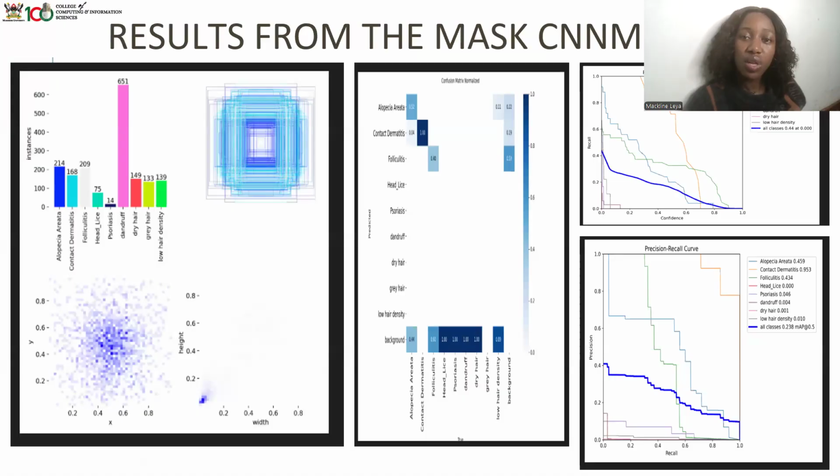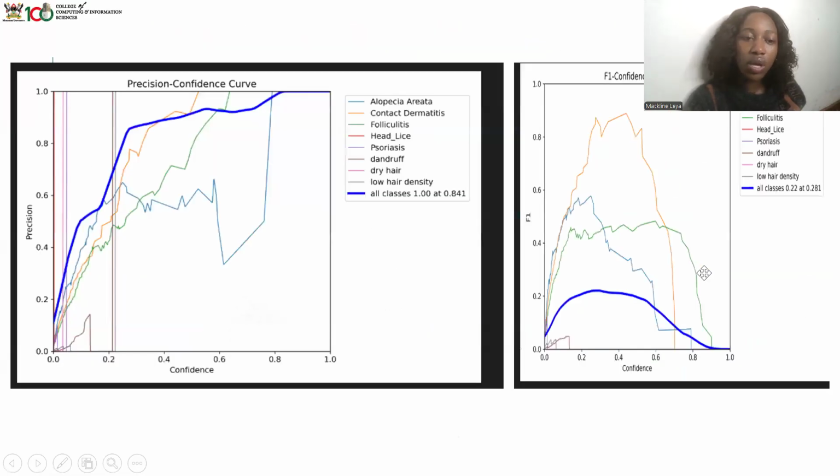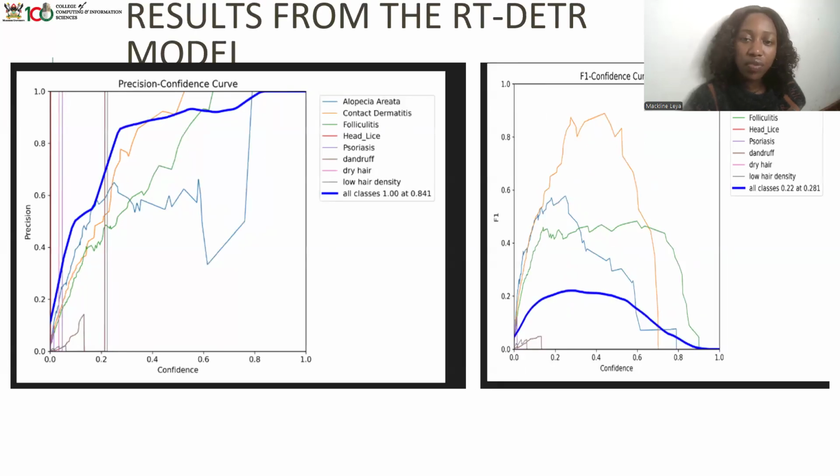These were the results for the Mask R-CNN model. We had these classes, alopecia, and this was the cluster. We also had this normalized confusion matrix. Then we had this confidence curve and the precision-recall curve. Then these ones were for the real-time detection model.